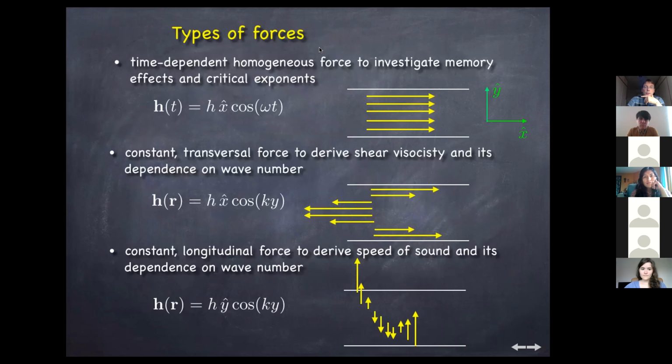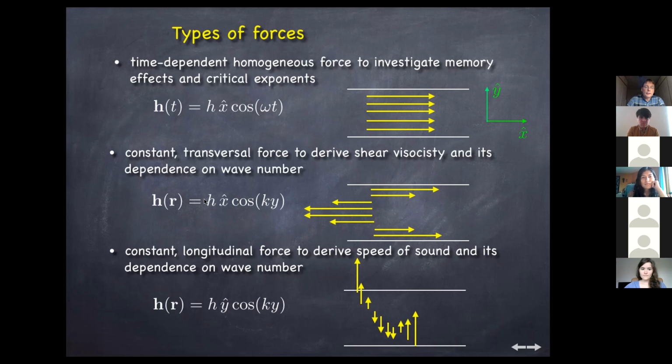So we looked at a homogeneous but time-dependent force in order to investigate memory effects and critical exponents. So the field points in the x direction, but it has the same magnitude everywhere. So particles basically get biased to fly into the x direction. Then we tried a transversal force. So here the force still points in the x direction, but it's modulated in the y direction. So the wave vector goes perpendicular to the bias direction. That's why it's called transverse.